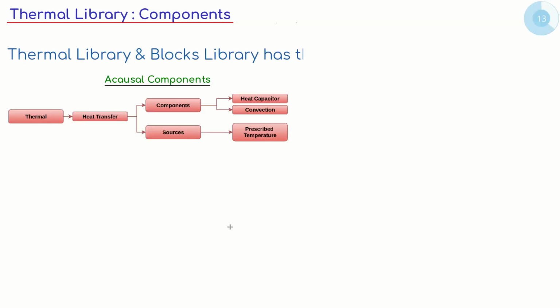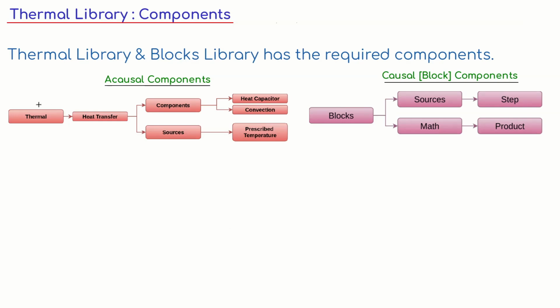Now, we will be using the components from thermal library in Modelica standard library. We will have the thermal subsection in Modelica standard library, where we have another section called heat transfer. We have two components, heat capacitor and convection, and we will be taking one source to represent a prescribed temperature value. So this will represent our airstream in the model.